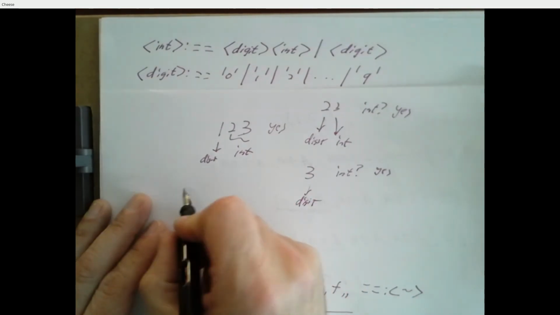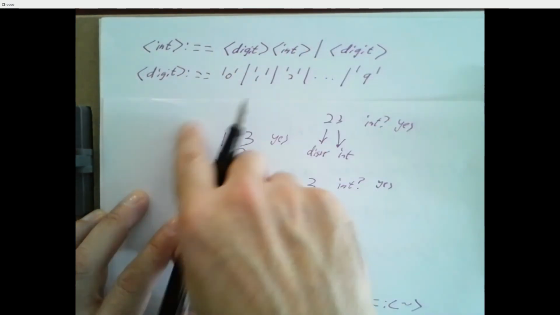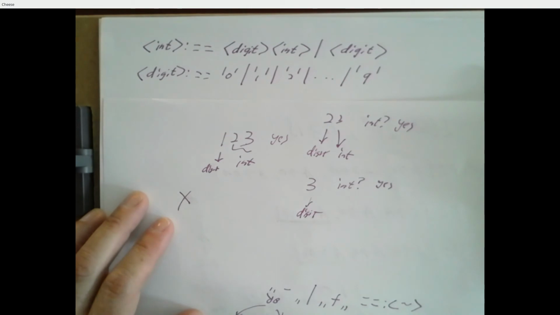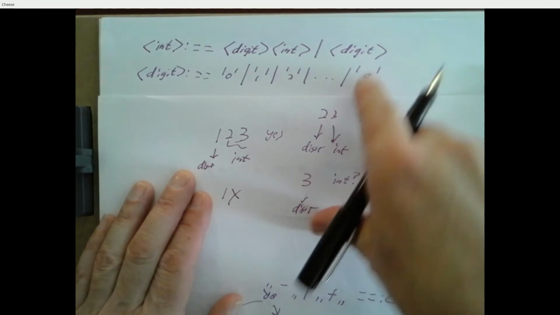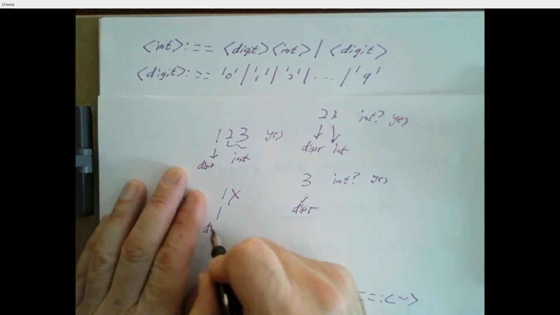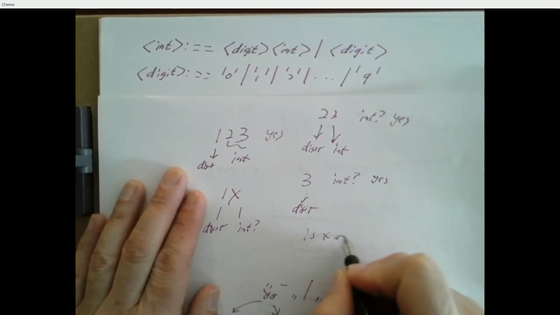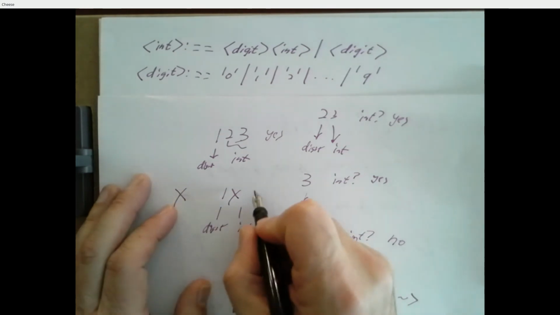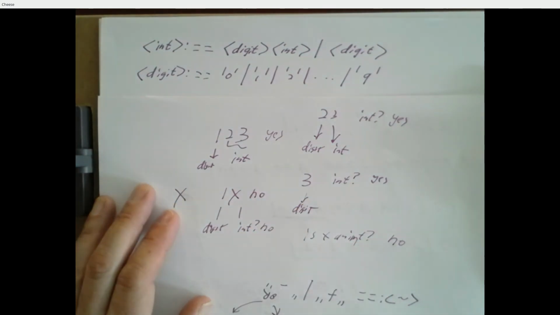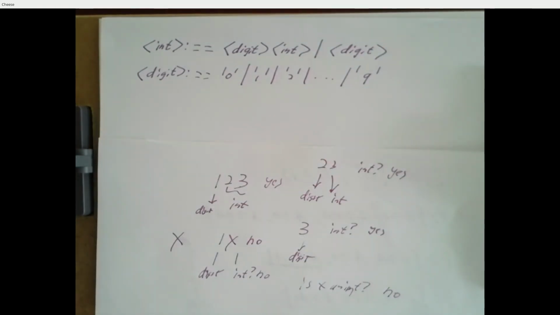But if we have the string x, whatever an integer is, it's got to begin with a digit, and x is not a digit, so we know right away that's not an integer. And if we have 1x, well, 1x is not a digit, but it could be a digit followed by an integer. So is x an integer? It's not a digit followed by an int, and it's not a digit, so no, which means 1x is not an integer. So these two lines basically capture the essence of what it means to be a non-negative integer.